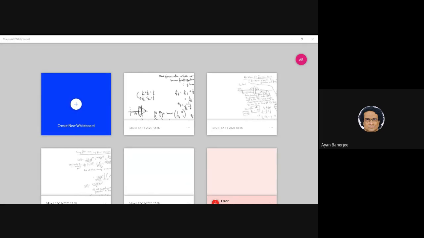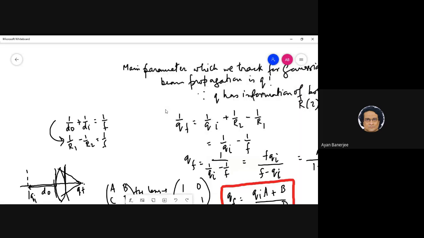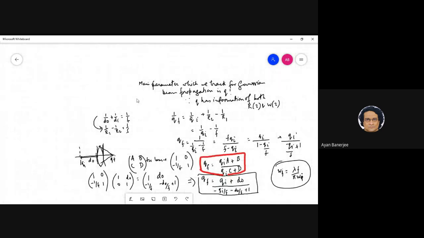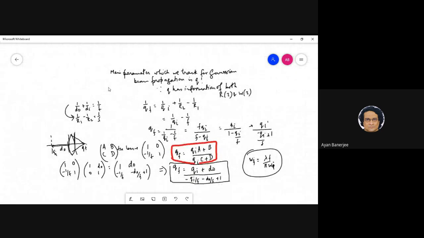Acha, so last class I had stopped. I think I asked you to find out the ABCD matrix. Okay, so let us do a quick summary. What we are doing right now is studying Gaussian beams. What we covered last class was basically to convert the ABCD law that we use for ray tracing. We wrote down the ABCD law for a Gaussian beam.